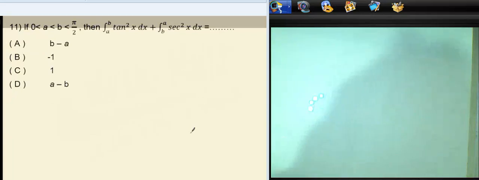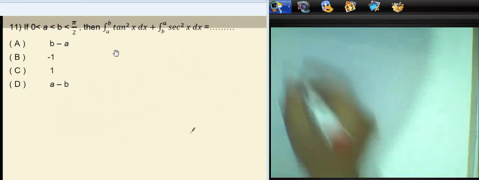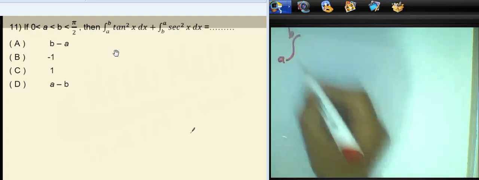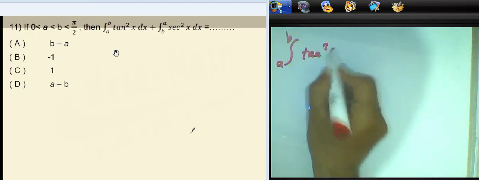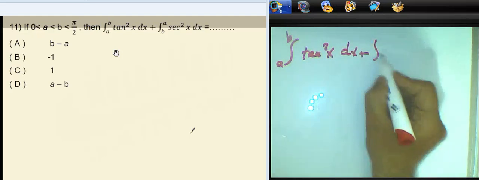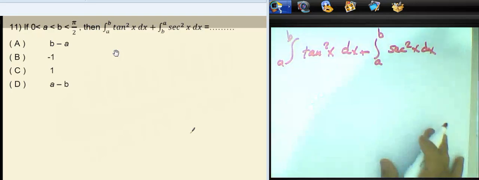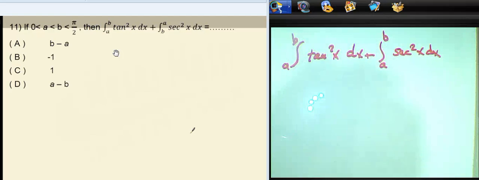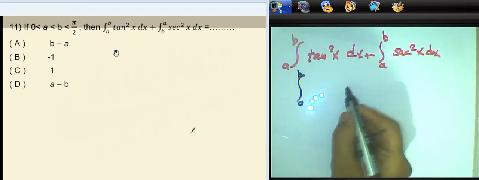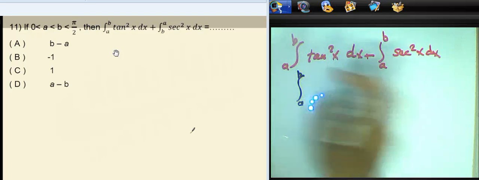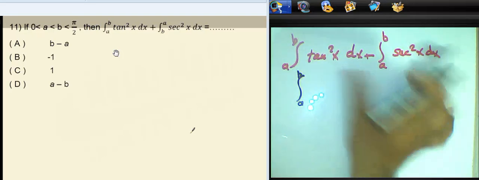Question 11. If a is greater than 0 and less than b, and b less than pi over 2, then determine the integration from a to b of tan power 2x dx plus the integration a to b of sec power 2x dx. Okay, we can find the integration about tan power 2x, and I will write a to b outside, because tan power 2x plus sec power 2x, we can cancel them and write -1.